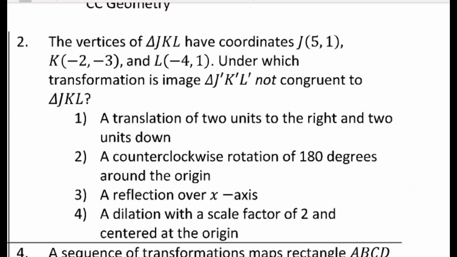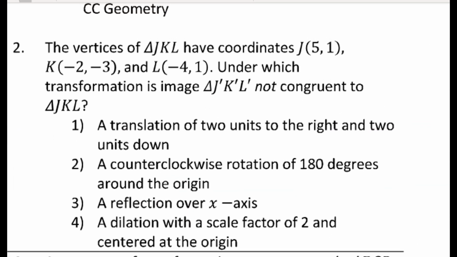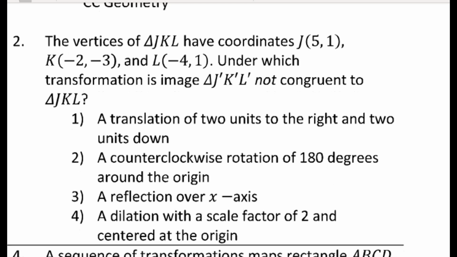Similarly for number 2, it says the vertices of triangle JKL have those coordinates, under which transformation is the image not congruent. And again, a rotation, a translation, and a reflection are all rigid motions. The only thing that isn't is a dilation.